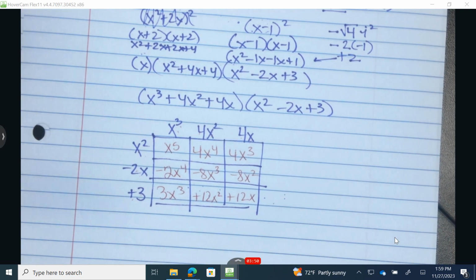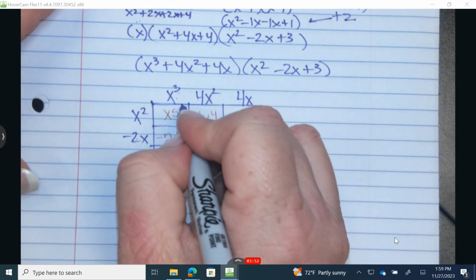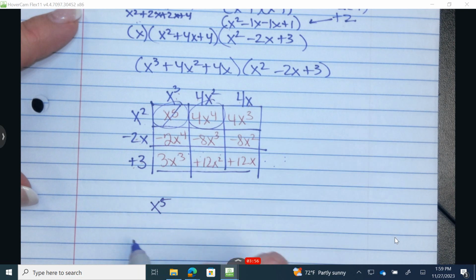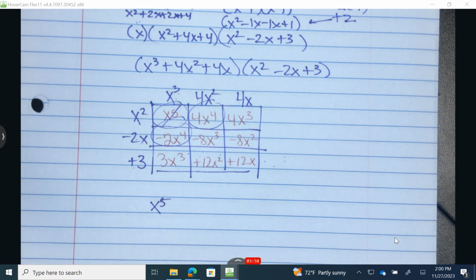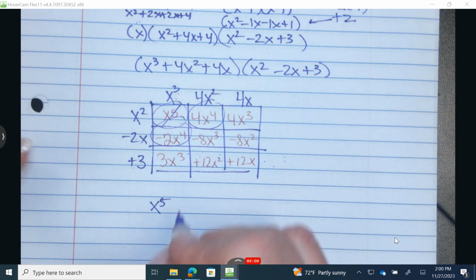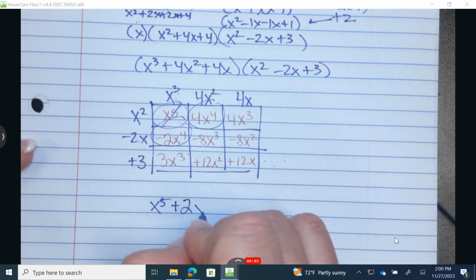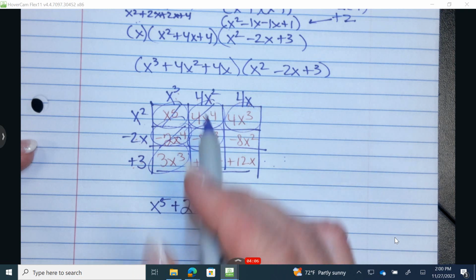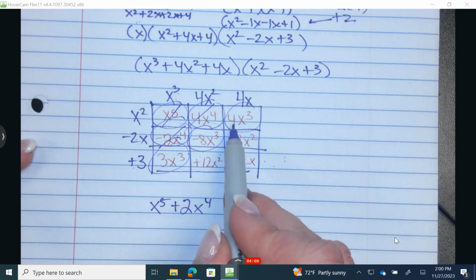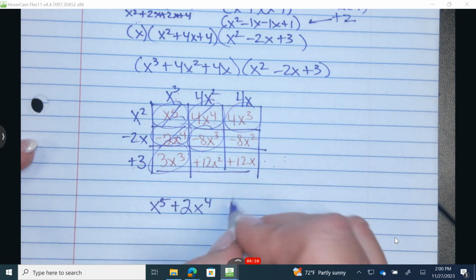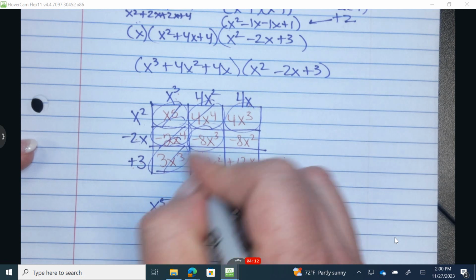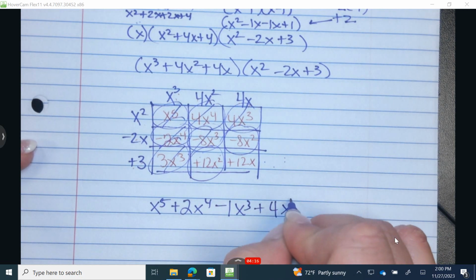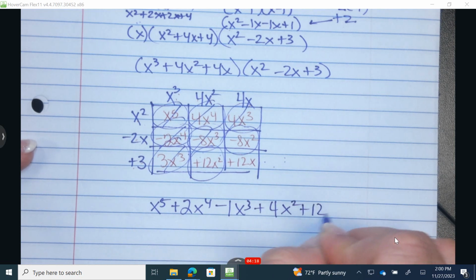Okay, let's combine like terms and we'll be done with this problem. There's only one term that has x to the 5th. Now x to the 4th, a positive 4x to the 4th, and a negative 2x to the 4th combines to give us 2x to the 4th. Let's look at the x cubed terms. Okay, 3 and 4 is 7. 7 minus 8 is a minus 1x to the 3rd. Positive 12 and a negative 8 is a positive 4x squared plus 12x.